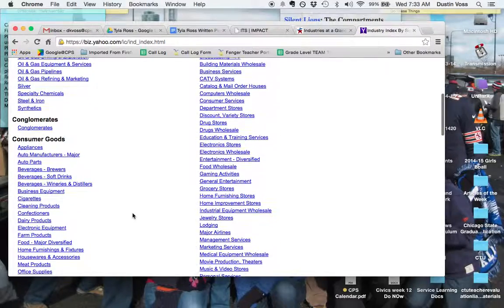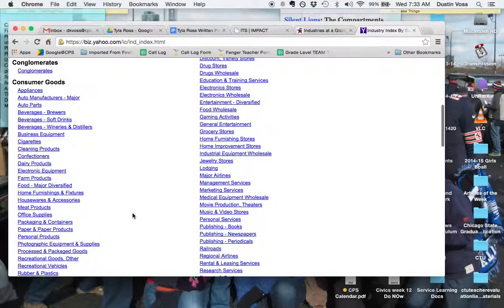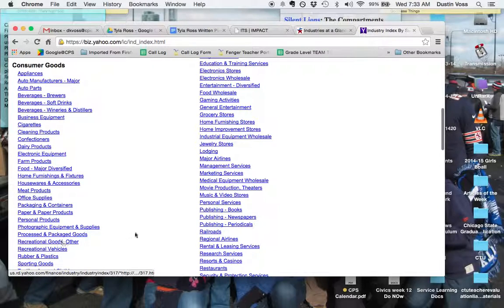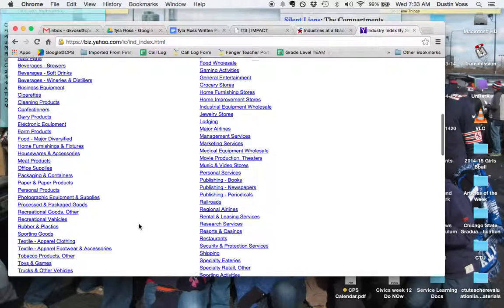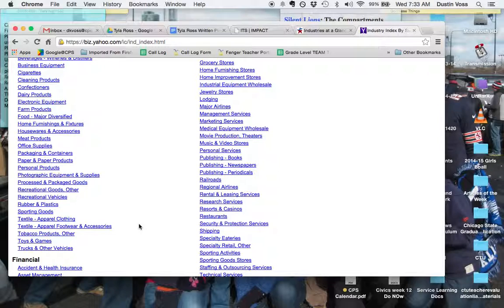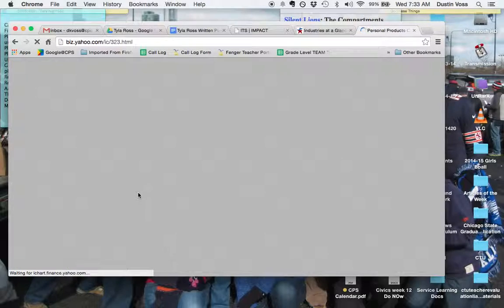So here's consumer goods, and I'm really just looking through these. Oh, I found sporting goods for Ariane or Colby or Chris right here, so that might be something you want to go click on. Personal products. I'm thinking it's probably personal products. Let's click on that.